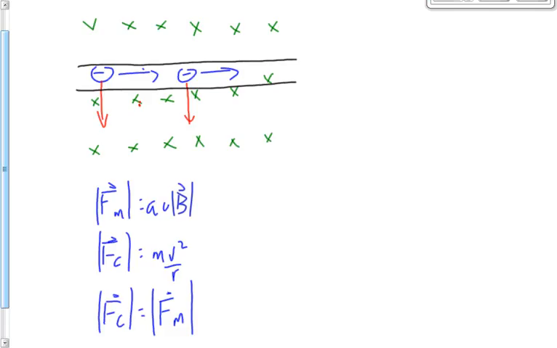But there is an effect, okay, beyond just the force on the individual electrons. Rather than the electrons going in a circle, the wire itself will experience a force in this case as well. So the force on the particle is QVB. The force on the wire would be ILB.